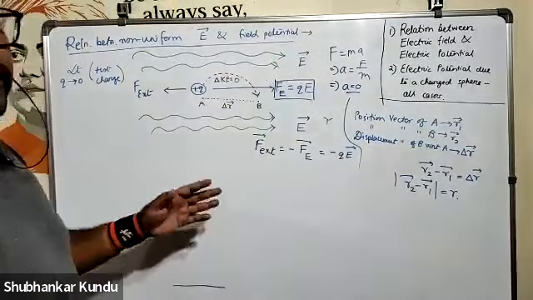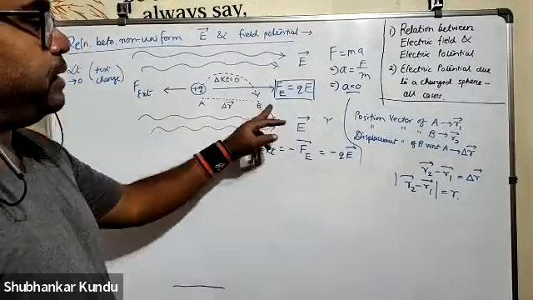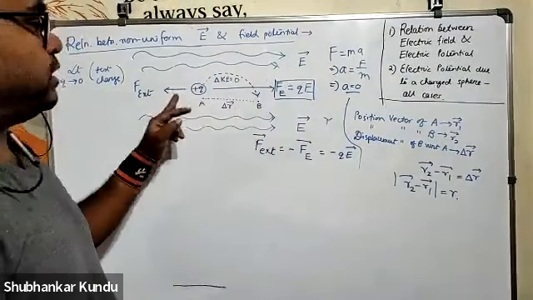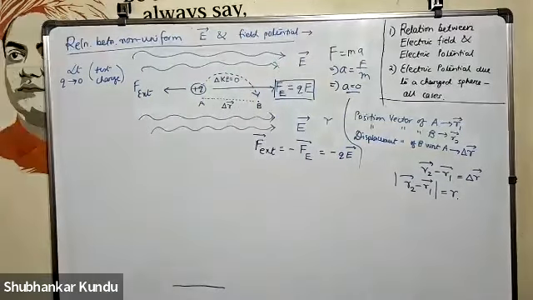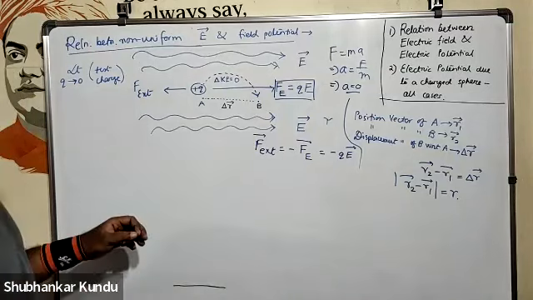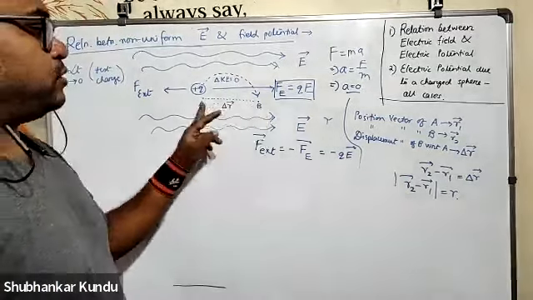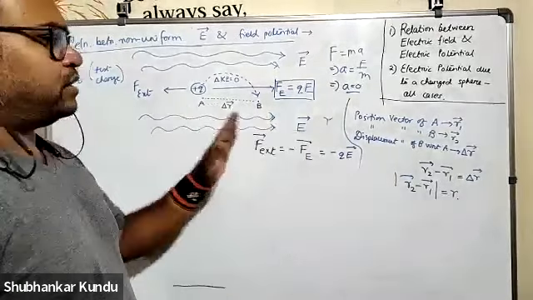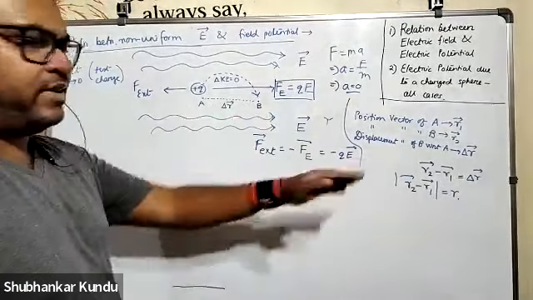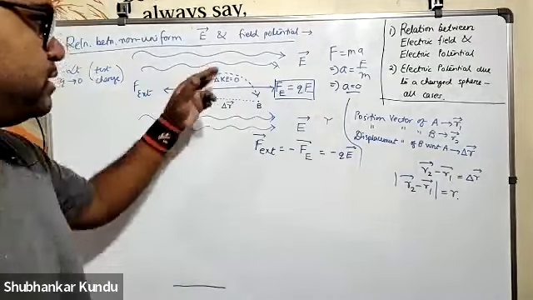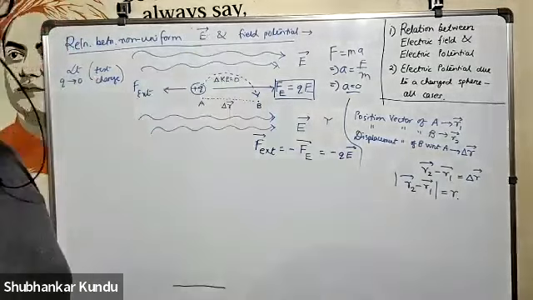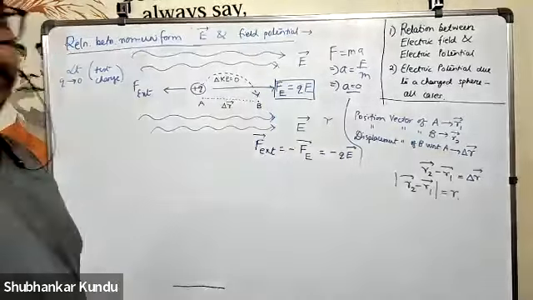In this non-uniform electric field, we are taking two points A and B. The position vector of A is R1 vector, and the position vector of B is R2 vector. The displacement vector is R2 vector minus R1 vector, which is delta R vector. Everything is the same, just changing the electric field from uniform to non-uniform. Let this non-uniform electric field be E.